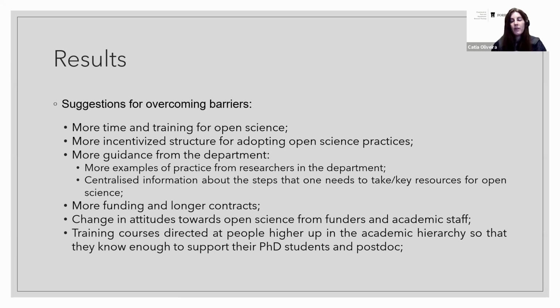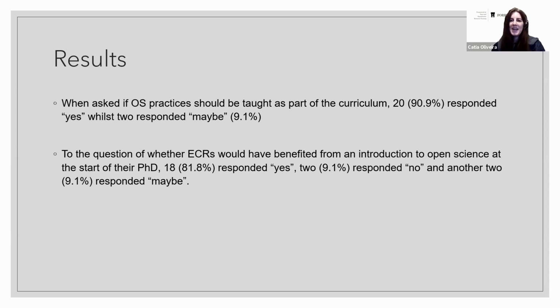And one of the things that we aim to tackle in the future is a change in attitudes, both from funders and the academic staff, as well as bringing the training courses directly to people in higher positions in terms of the academic ladder. So then we asked questions that were very directed to the aim of this questionnaire, namely whether they thought we should be teaching open science practices as part of the curriculum, to which 90.9% of the respondents said yes, with 2 responding maybe.